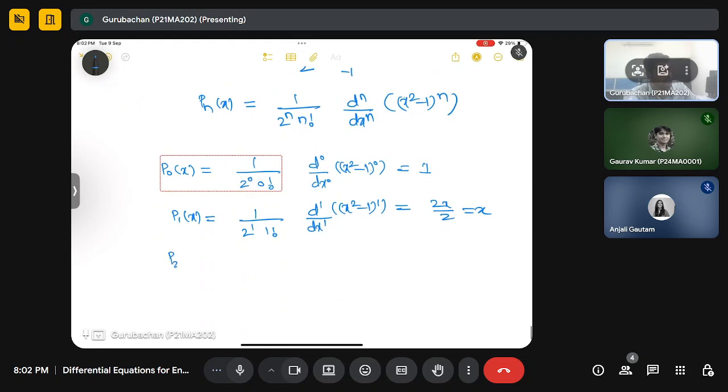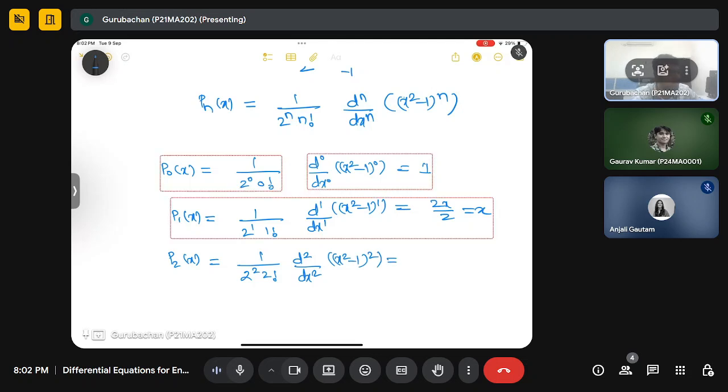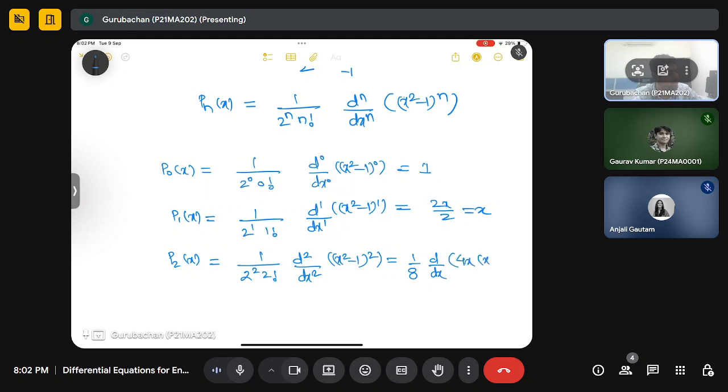The Legendre polynomial of second degree is 1 by 2 to the power 2, 2 factorial, d square by dx square of (x square minus 1) whole square. This will be 1 by 8 d by dx of 4x into (x square minus 1). So if you differentiate it again, you will get 3x square minus 1.